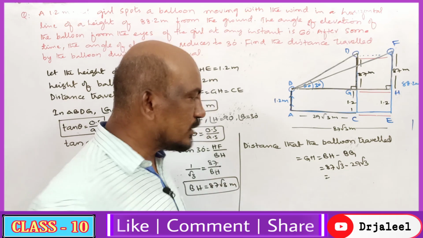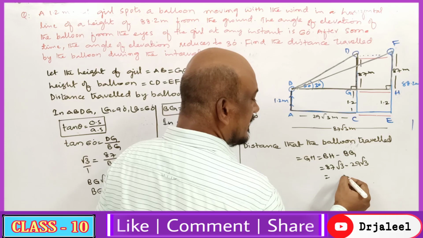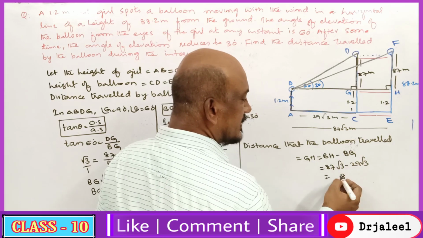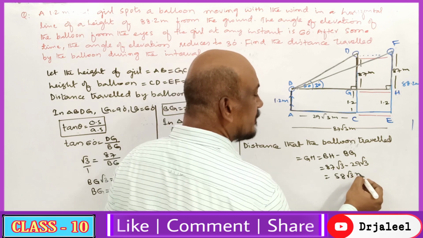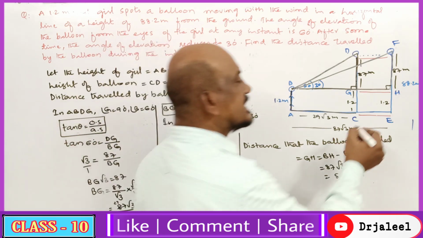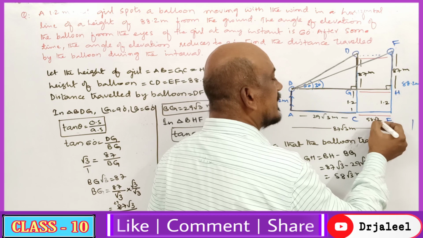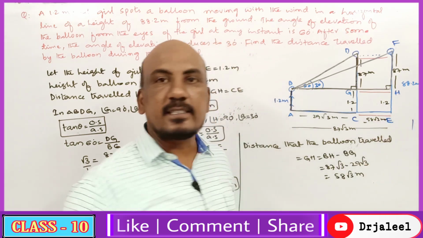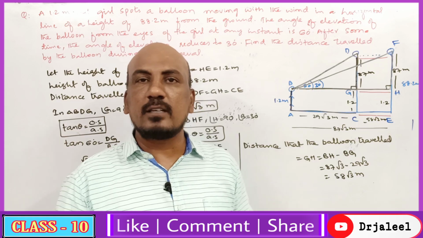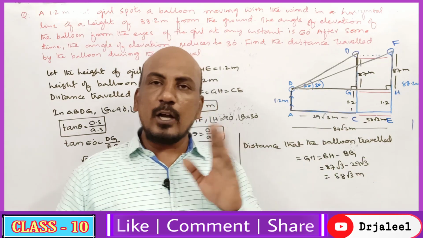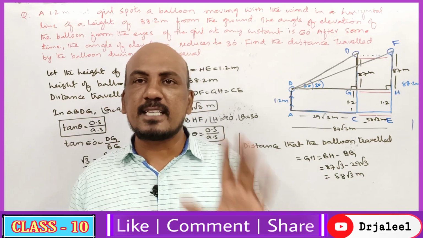Yes, children. So 17 minus 9 is 8 and 7 minus 2 is 5. 58 root 3 meters. So what is the distance that the balloon traveled? 58 root 3 meters. So children, it's very simple. In this problem we have followed a single method. In almost all the problems we followed the same method.